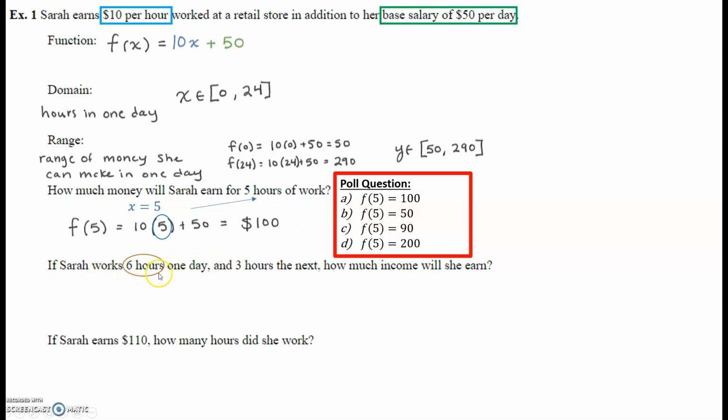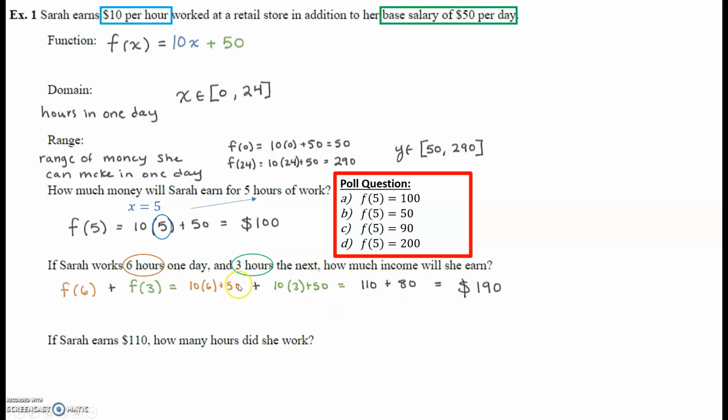What if she works 6 hours one day and 3 hours the next? We would do f of 6, and then we would add our f of 3. So you have to do it twice. For f of 6, we plug in and do 10 times 6 plus 50. Again, we're using this function up here. And then f of 3, so we're going to do 10 times 3 plus 50. So this is 60 plus 50, so we get 110 plus the 80.